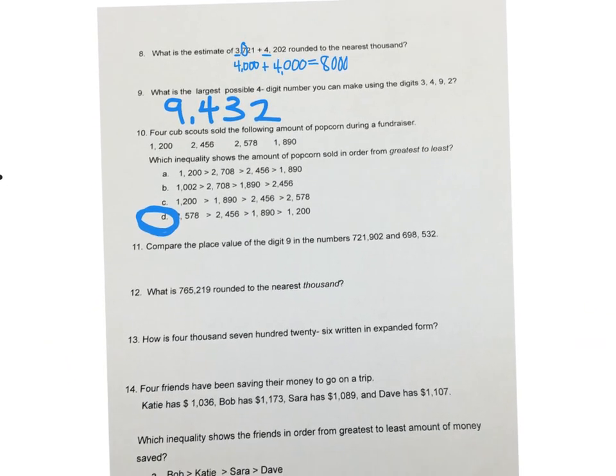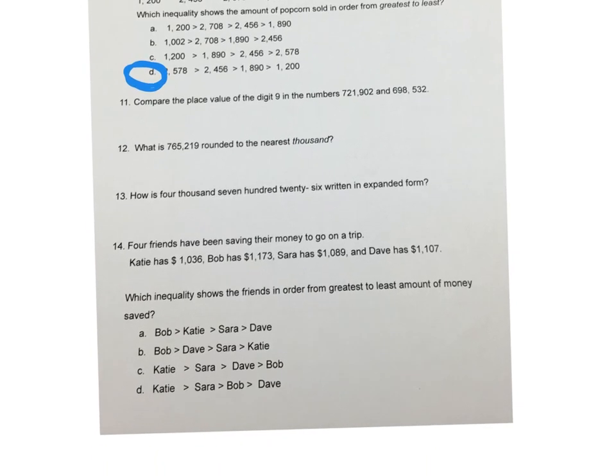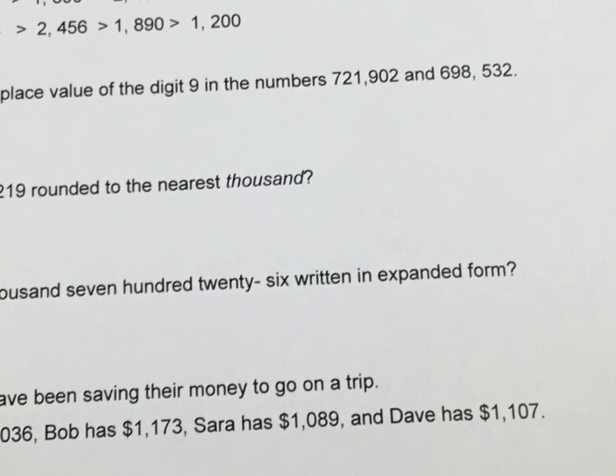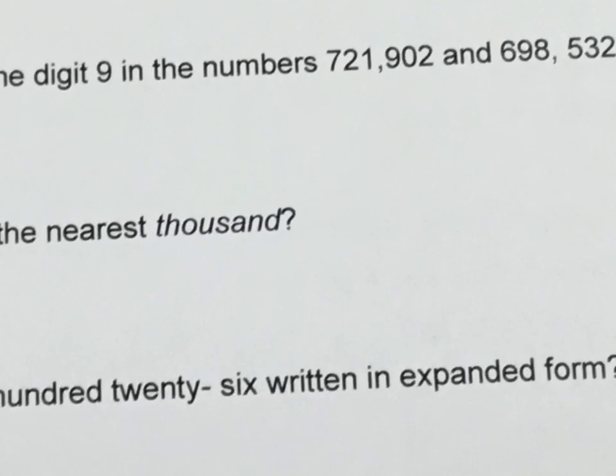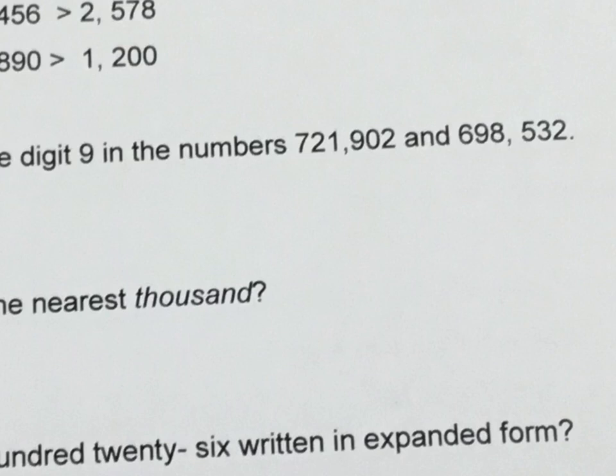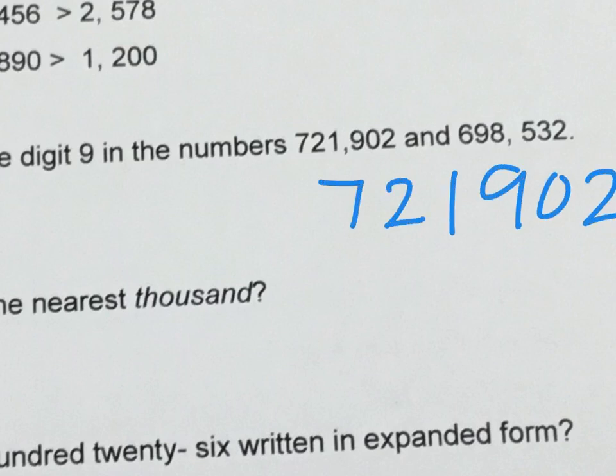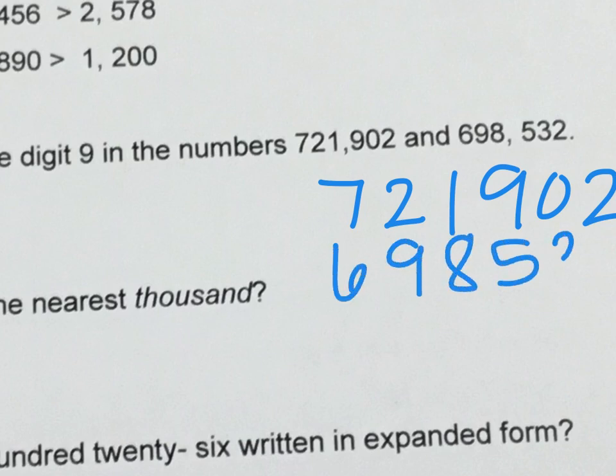Number 11, compare the place value of the digit 9 in these 2 numbers. So just like we did before, it's easiest if you will write underneath them and line those 2 numbers up. So I'm going to write like this and line up these numbers, and the numbers we are comparing are the 9s, so I'm going to find those. Here's one, here's one. I'm going to bounce over, draw my line that makes a 1, 0, 0.